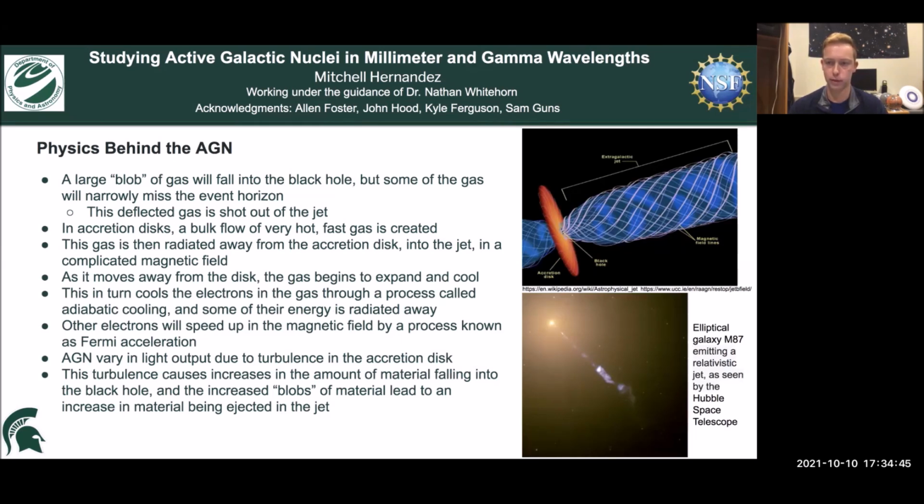As it moves away from the disk, the gas starts to expand and cool. And as it cools, the electrons in the gas also start to cool, and some of their energy gets radiated away. At the same time, other electrons will start to speed up in the magnetic field in a process known as Fermi acceleration. So the AGN can vary in their light output due to the turbulence in the disk. And so when a large blob of material falls into the black hole, it would lead to an increase in gas being ejected from the jet, and it could appear brighter.